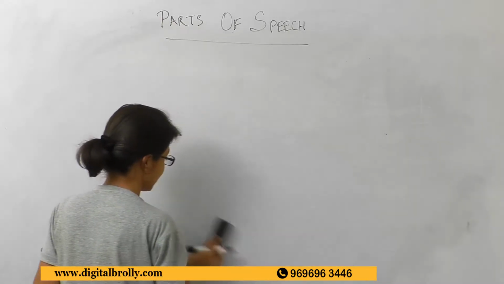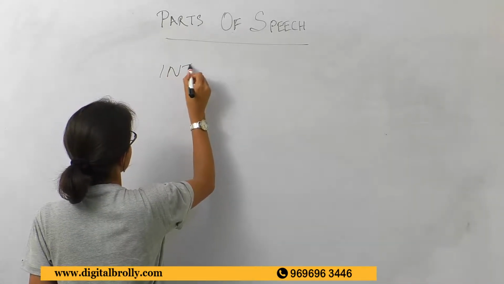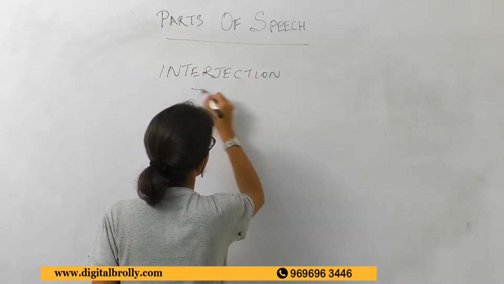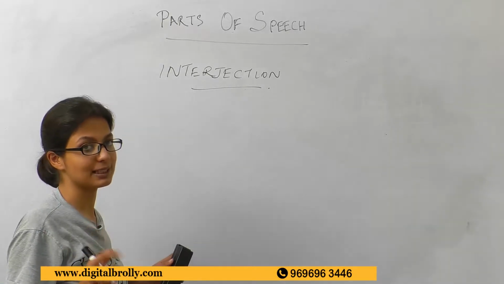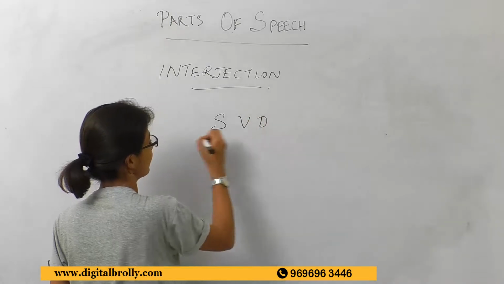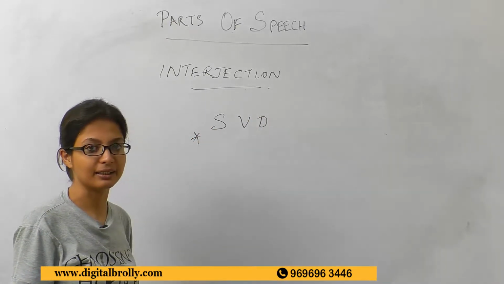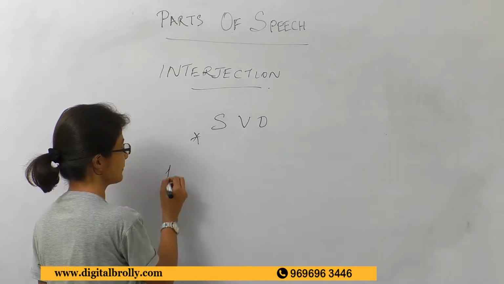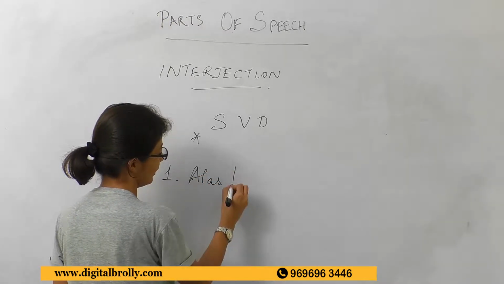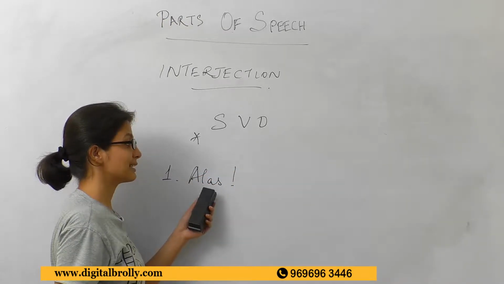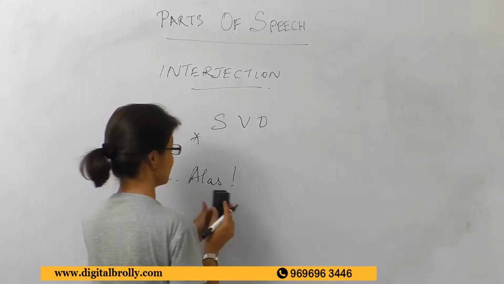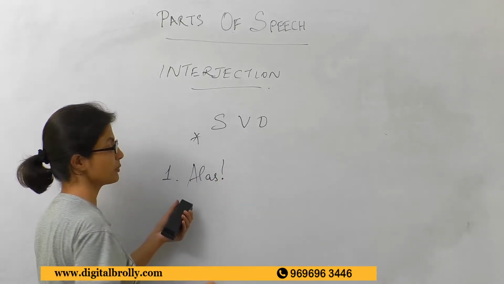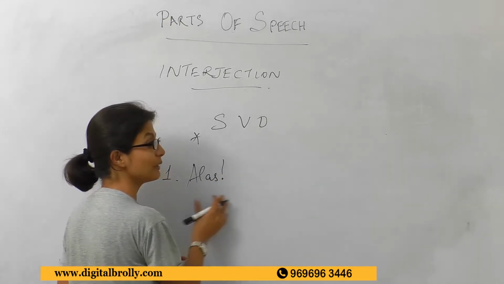Now coming to the last part, that is interjection. Interjections have only one place where they can appear. That is the beginning of a sentence. For example, yay, we won the match. Alas, he is no more with us. In all these kinds of sentences, if you see, an interjection always appears just before an exclamation mark, and is always at the beginning of a sentence.